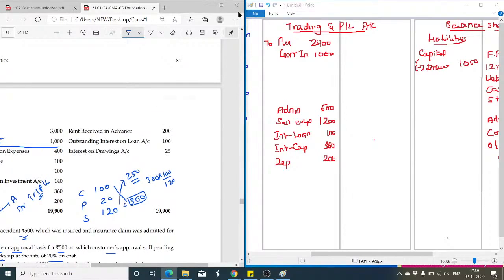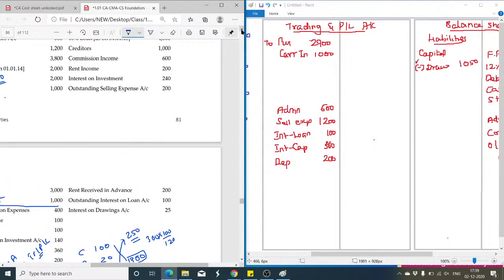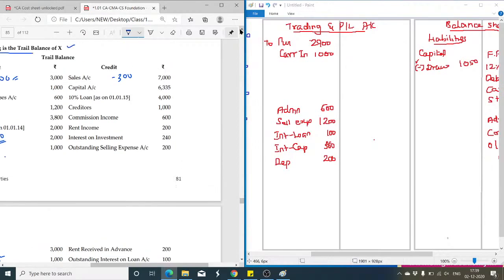Now I am moving to the credit side. The items available in the credit side will go to the credit side of the trading and P&L account or the balance sheet liability side. You just keep that in your mind. Now let us start with the first part, which is sales. In sales, 7,000 rupees is there and there is a negative value supposed to be adjusted. After that, it's 6,700 only.